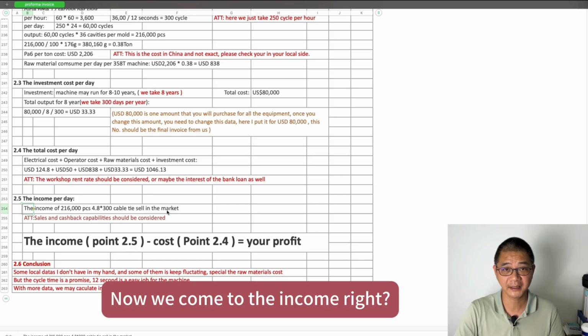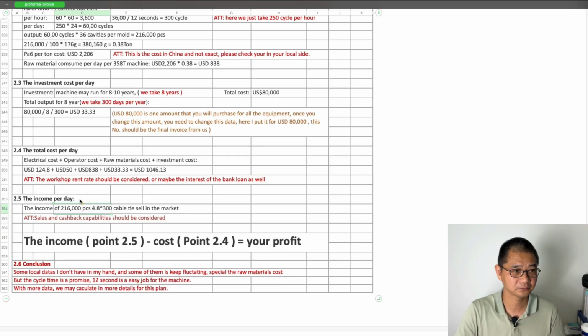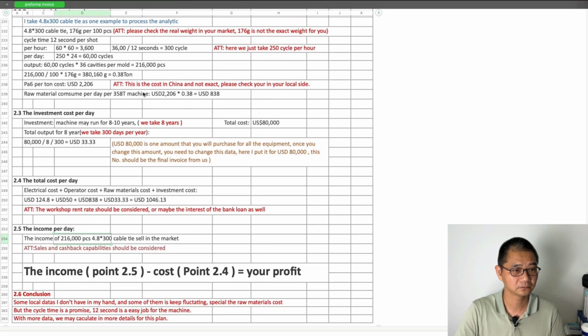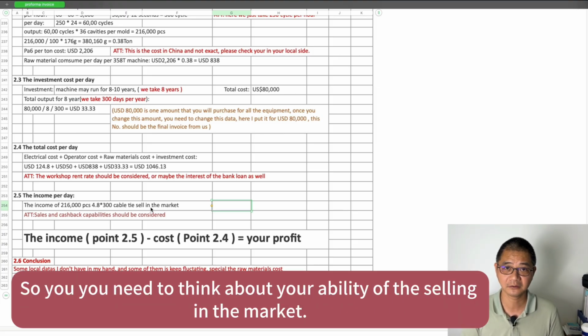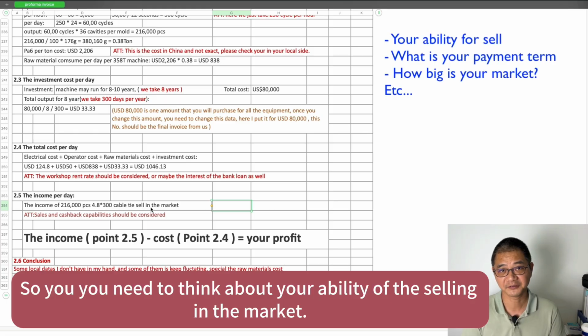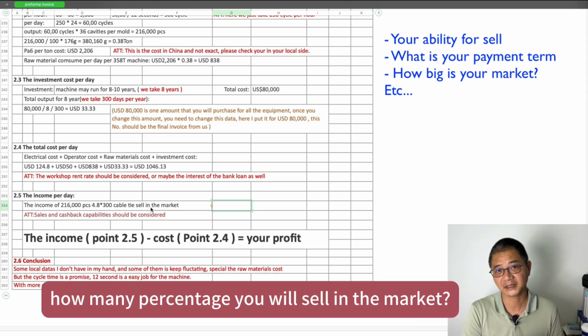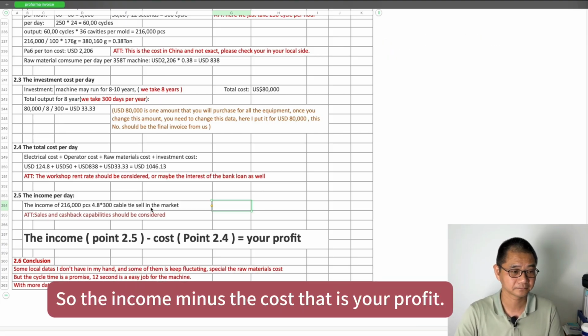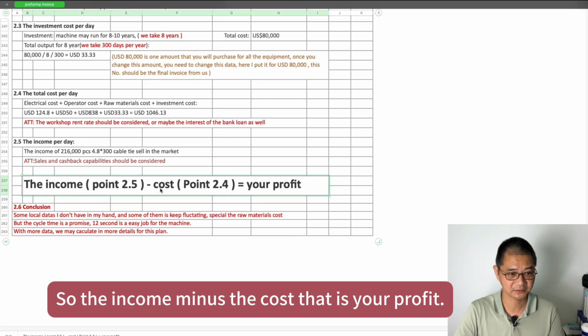Now we come to the income, right? And just now this is the output. This is the output here, right? Now we are talking about the everyday income, right? So you need to think about your ability to sell in the market, or what percentage you will keep in stock and what percentage you will sell in the market. So the income minus the cost, that is your profit.